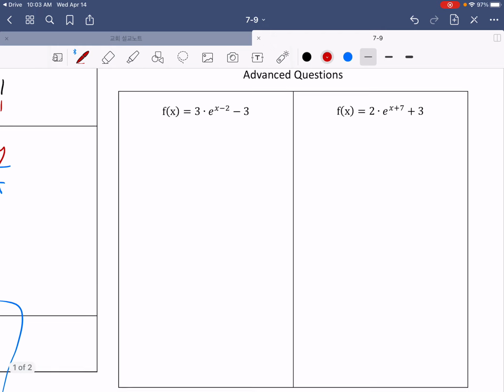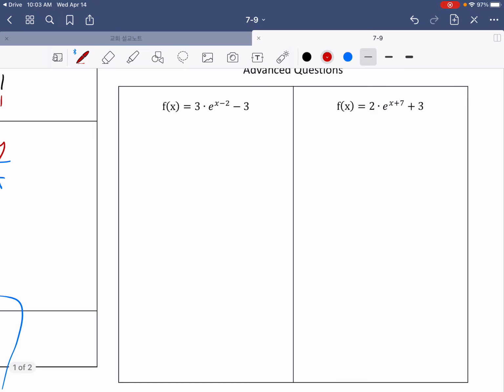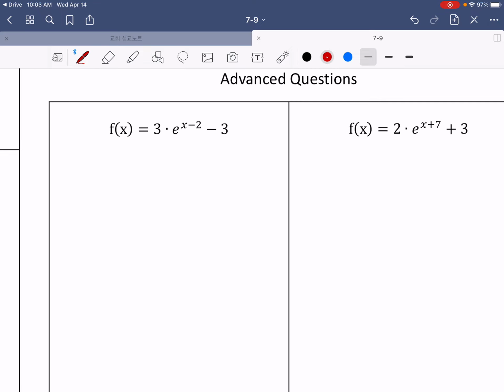Let's do an advanced question. I'll do the question on the left. You're going to do the question on the right, okay? So again, we are trying to find the inverse function. So let's switch x and y. So x equals 3 times e to the y minus 2, minus 3.